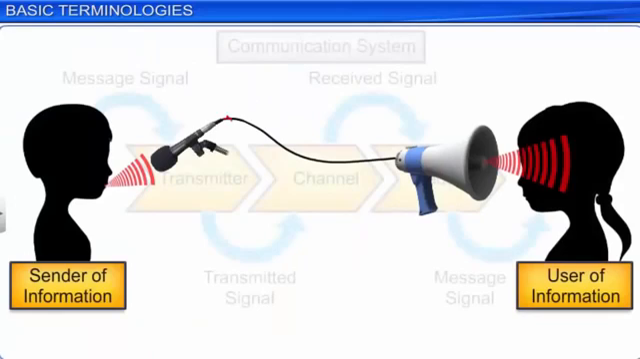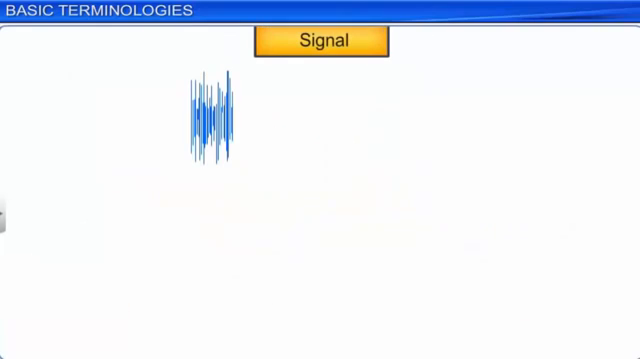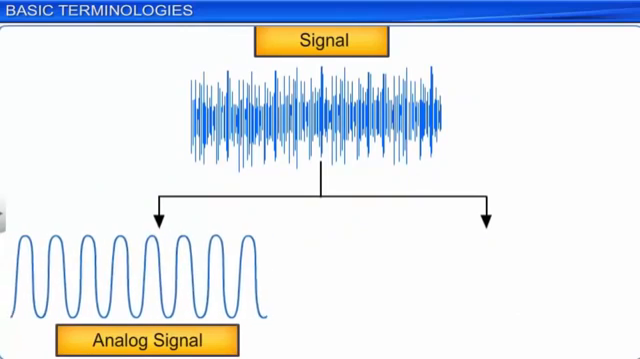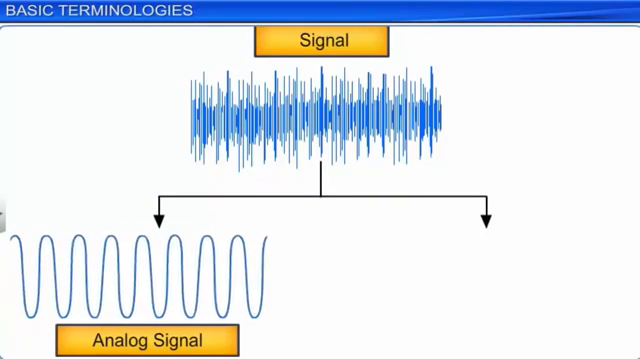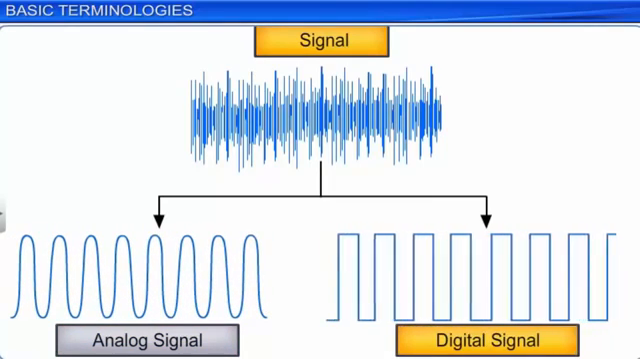Information is transmitted through a communication system in the form of a signal. Any information converted into electrical form, suitable for transmission through a communication system, is called a signal. A signal can be of two types: an analog signal, like the one that helps you watch programs on TV, or a digital signal that helps you type on your computer screen using a keyboard.